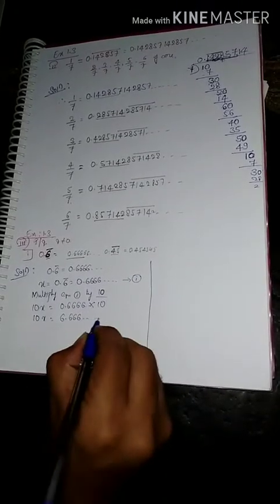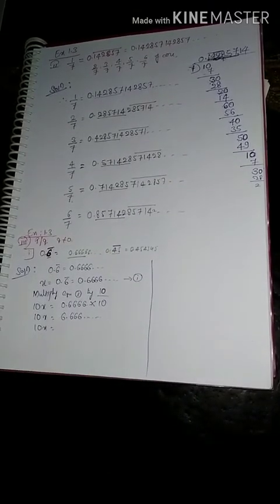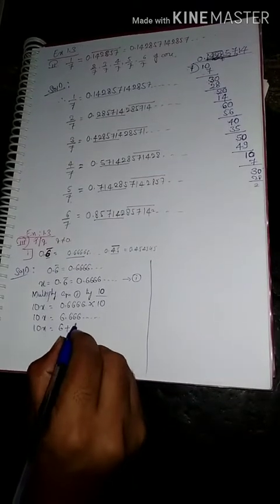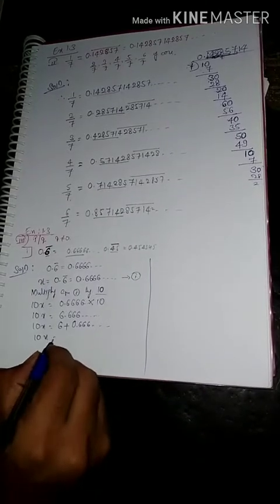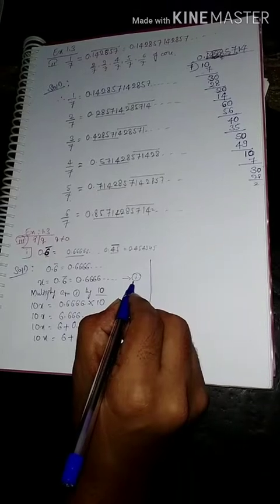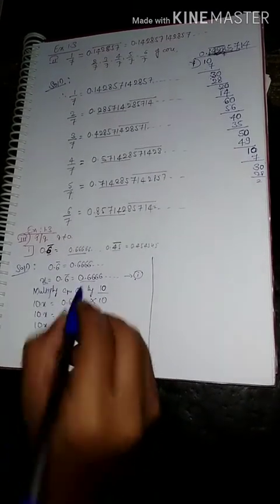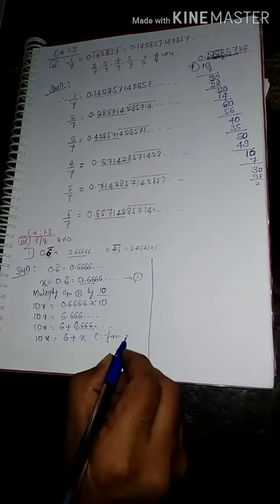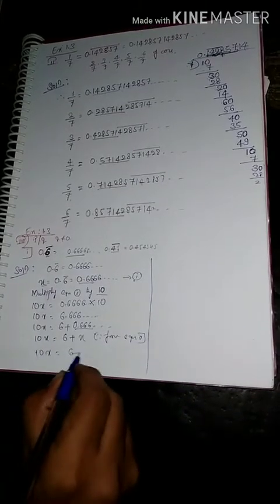So here also 'and so on' is there. And 10x is equal to 6.666, which is split as 6 plus 0.666, and so on. So 10x is equal to 6 plus, but from equation 1 we know that 0.666 is nothing but x. Therefore 6 plus x, because from equation number 1, 10x is equal to 6 plus x.